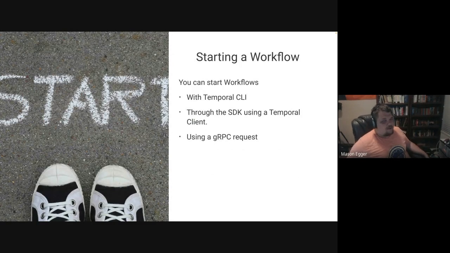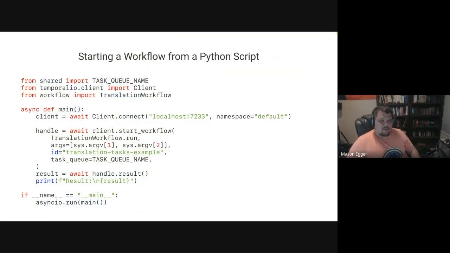The last thing we have to talk about real quick is how do we start this workflow? So now we have a workflow, we have activities, we have a worker running, but nobody has triggered the execution of the workflow. You can start workflows with your Temporal CLI, through the SDK using a Temporal client, or you can actually do it through a raw gRPC request, because all of this stuff just speaks gRPC. I don't recommend it, but some people are kind of wild.